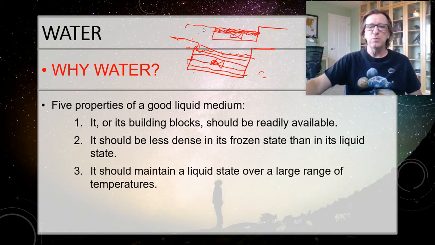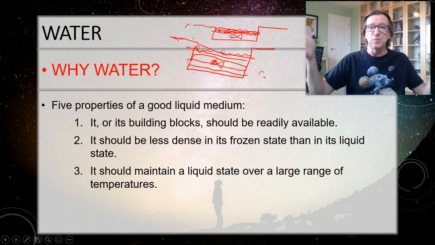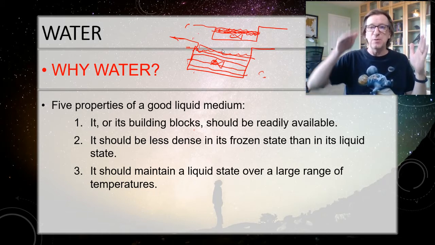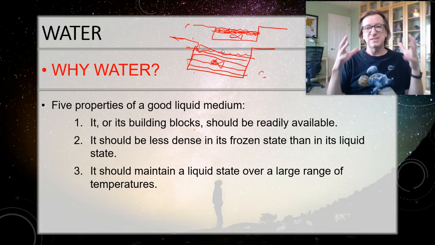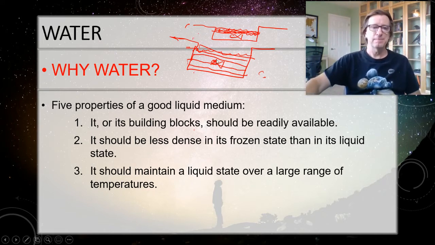The next thing we want is we want it to maintain its liquid state over a large range of temperatures. I mean, if it doesn't take much temperature change for this to freeze, well, then eventually it might actually freeze all the way down. We need it to stay liquid over a wide range of temperatures. That way, as the daily temperature fluctuates, the liquid medium stays liquid.